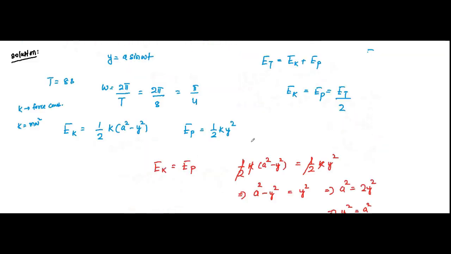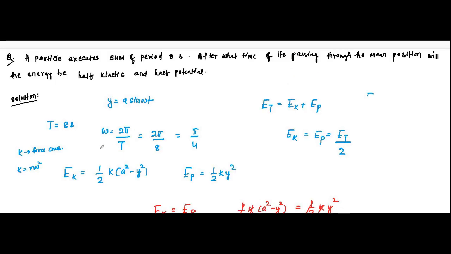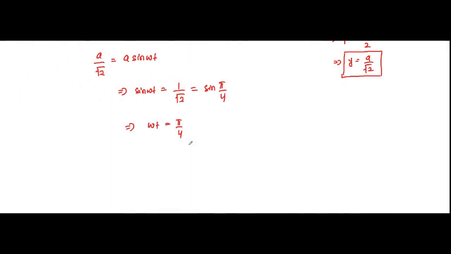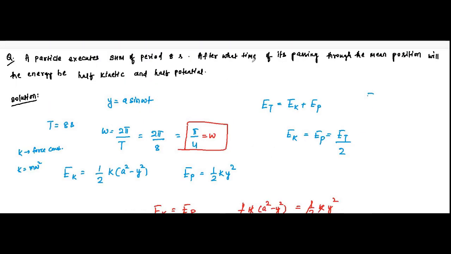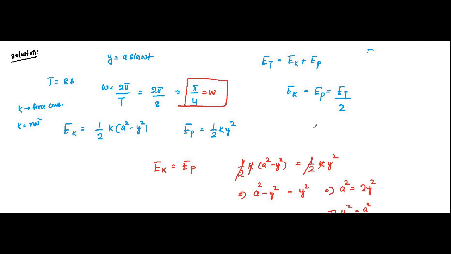We have calculated the value of omega here. Omega is equal to pi by 4. So we'll substitute that value here. That implies pi by 4 into t is equal to pi by 4. That implies t is equal to 1 second. So at time t equals 1 second and position y equal to a by root 2, the energy is half kinetic and half potential. Okay, exactly.